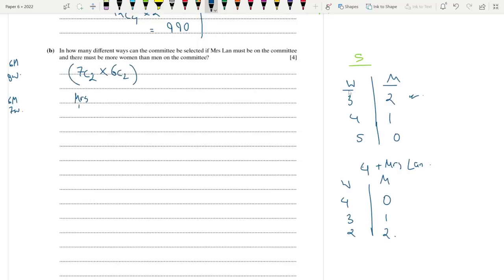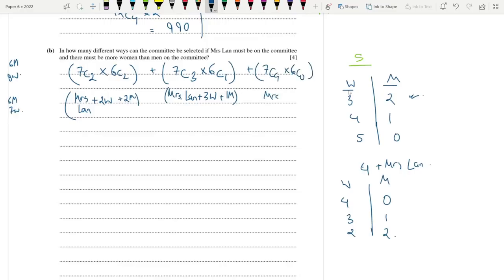This is Mrs. Land plus 2 women plus 2 men. Okay. The next one is 7C. I'm going to take 3 women, 4 women now in total, including Mrs. Land. So 7C 3 times 6C1. This is Mrs. Land plus 3 women, okay, plus 1 man. And the last one is just 7C4, and you can go for 6C0 if you want.